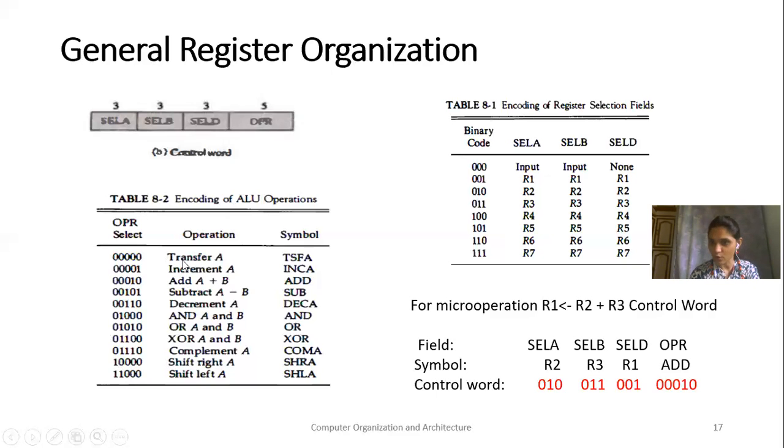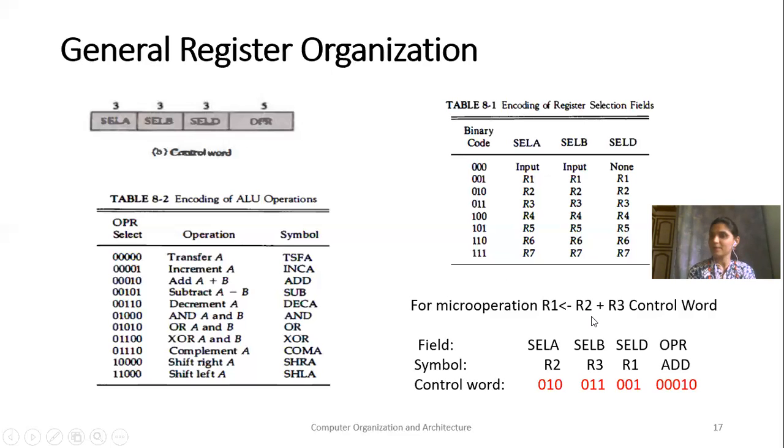If all bits are 0, that means the operation to be performed is transfer A. If 00001, then you will do the increment A operation. If it is 00010, then you do addition, and so on. So by this method you have to generate this 14-bit pattern, and that is going to be your control word, and this control word should be provided by the control unit at every starting of your cycle. At every starting of your cycle, this control word should be provided by your CPU.